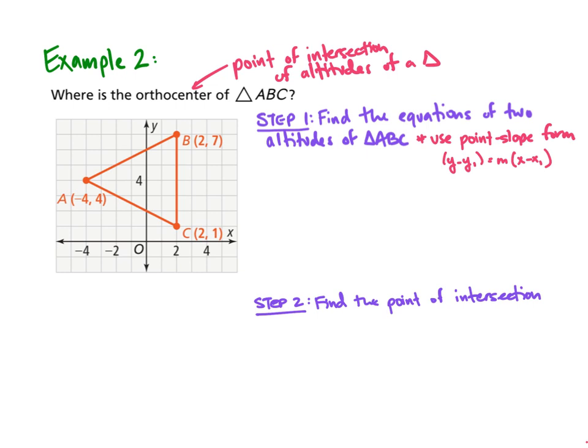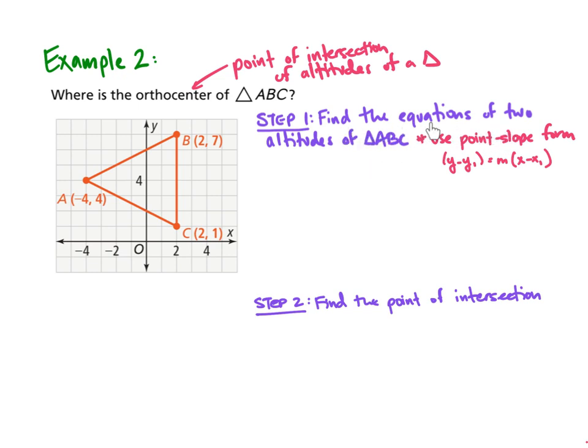Now I've broken it down into two general steps of what we're doing. So first, we're going to find the equations of two of the altitudes of the triangle. Technically, the orthocenter is where all three altitudes intersect, but really if we could just find where two of them intersect, that would be the location of the orthocenter.